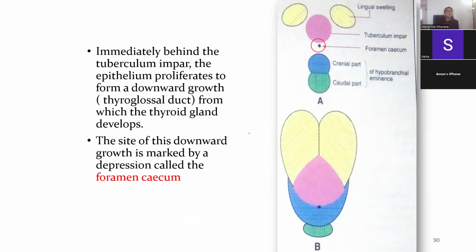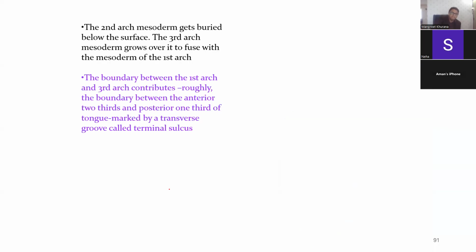Now, immediately behind the tuberculum impar, the epithelium proliferates to form a downward growth from which the thyroid gland develops. The site of this downward growth is marked by a depression called the foramen cecum. We'll discuss the foramen cecum when we do the skull. I'll tell you about that then.